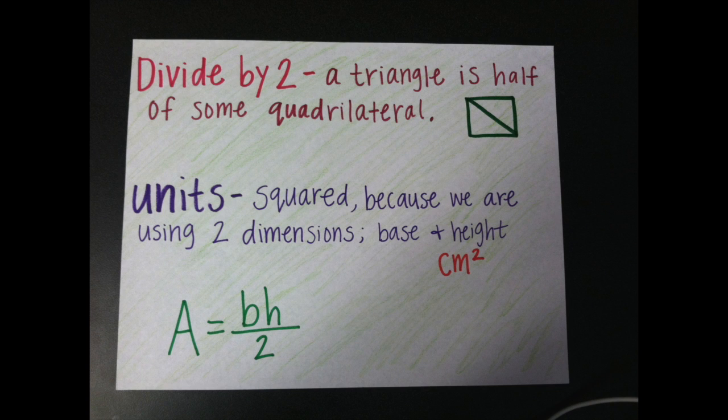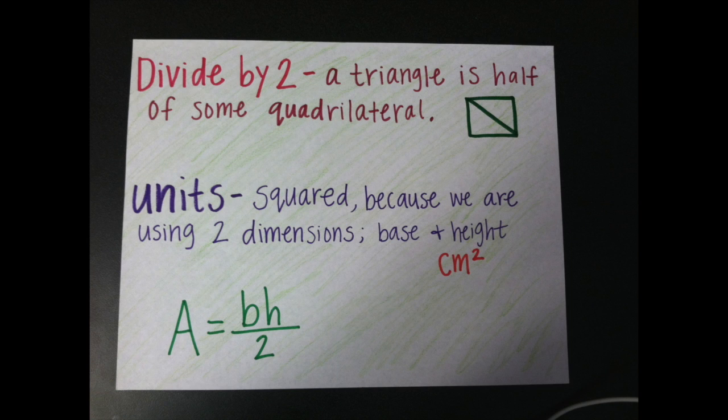And we divide by 2 because a triangle is half of some quadrilateral. And in my picture, you can see that there's a square drawn, and I divided it in half, and you can see that there's 2 triangles. And so we divide by 2 because a triangle is half of some quadrilateral.